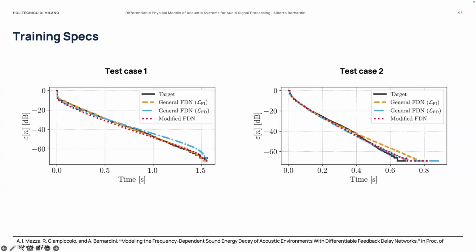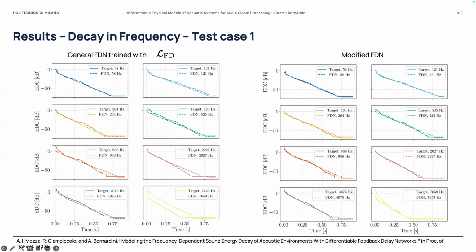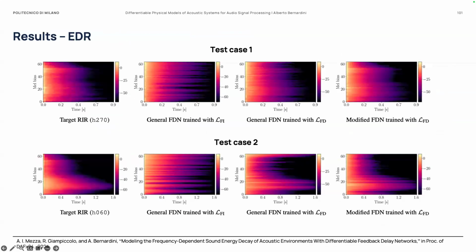And here are some examples in which we see that the energy decay curve is matched, and also the energy decay relief is matched at multiple frequencies. You see that this is referring to a specific frequency of 121 Hertz. In one case, you are considering the loss function with the frequency dependent term, and in the other case, which is this one, you are not considering that term. So you see that the fitting here, for example, is far less accurate with respect to the ground truth. Here are other examples. I will go fast with this. And here are some images of the energy decay relief. The target is this one, and we see that when you have frequency-dependent terms, you get better matches of these images.